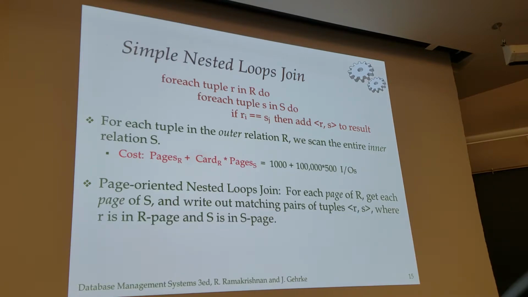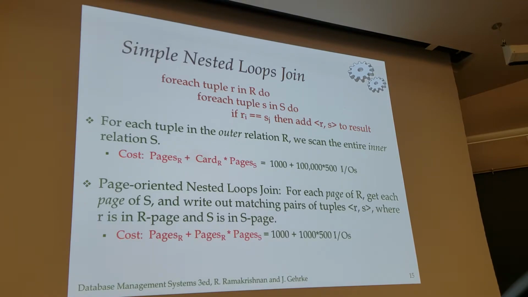So it's still looping, but it's basically for each page of R, look page at a time at the tuples that you have inside S. So you get each page and you write out the matching tuples RS, where again, R is in the page of R, S is in the page of S. Look at all the matches. So you look at a page of R, look at all the different pages of S one at a time. So the page of R is still there. You look at all the matches on the page of S, so that's going to be a clever way of doing it.